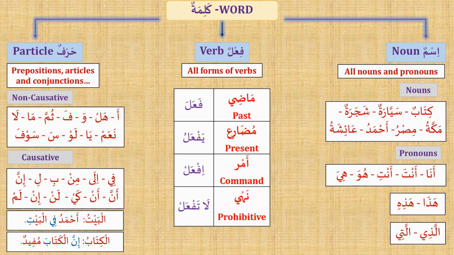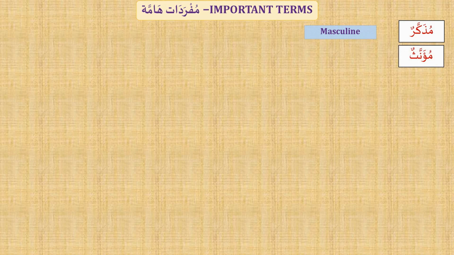starting from nouns in the next lesson. What are the qualities of nouns will be explained in the following lesson. But before we begin the next lesson, I would like to give some important terms to know for grammar in the future lessons. مذكر, masculine. مؤنث, feminine. مفرد, singular.